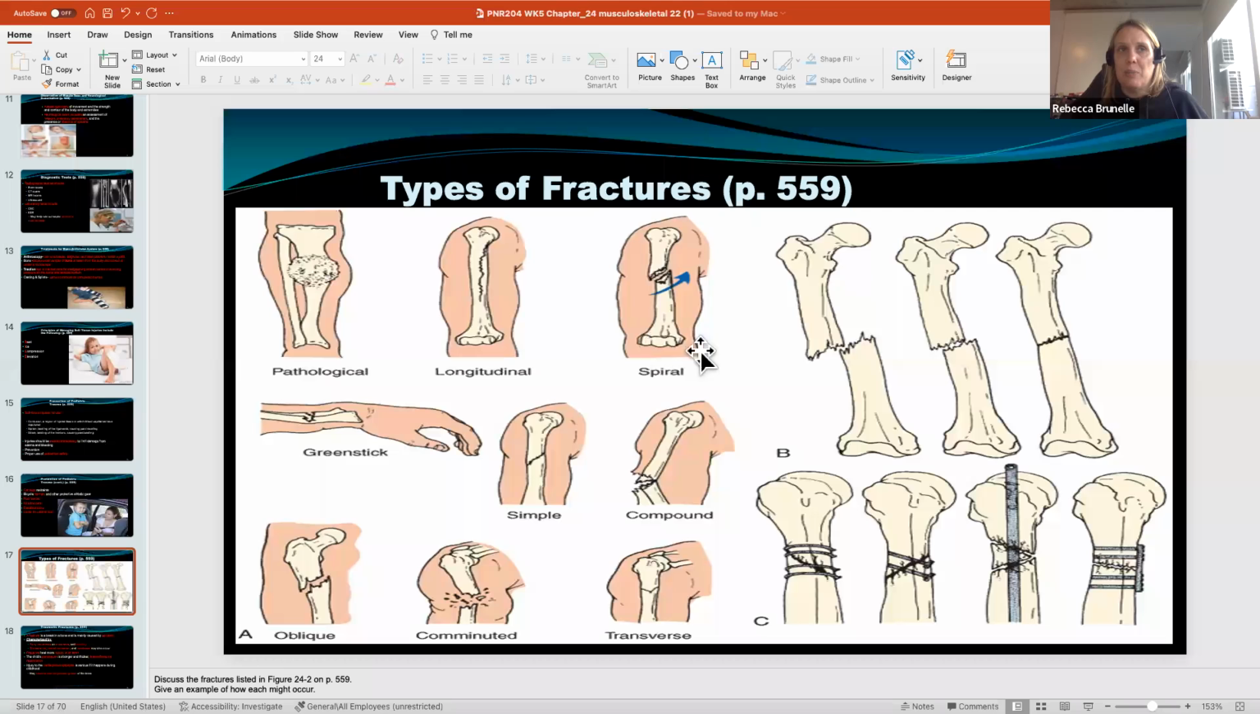I'm going to point out some that I know that you need to know. For example, a spiral fracture, which is the one on the right on the top row. The bone goes like this and you twist it, and that twisting is what causes the fracture. This is commonly associated with child abuse. If you think about it, that makes sense, right?